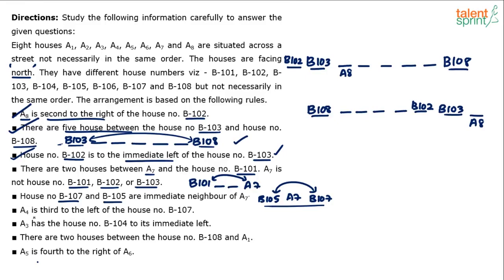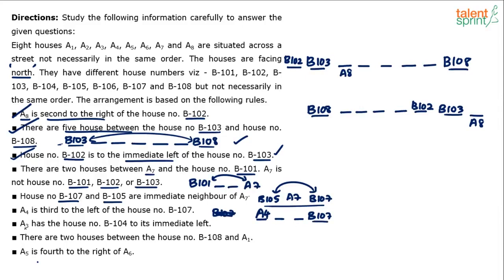Now, read the next statement. A4 is third to the left of 107. Now 107 as such in the arrangement is not done, but here in the previous clue we have. So let me write it pictorially again. If this is 107, A4 is third to the left of it. So if this is B107, A4 is third to the left. First, second, third. This is going to be A4.